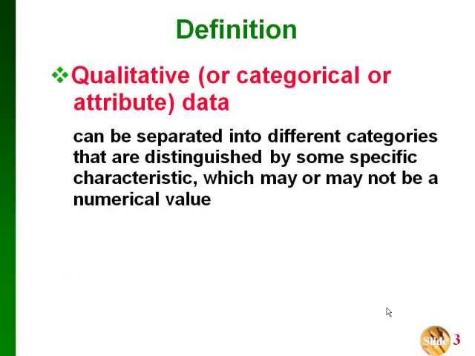Then we have qualitative data. This is also sometimes called categorical data or attribute data. This just means that we can separate the data into different categories that are distinguished by some specific characteristic. This may or may not be a numerical value.